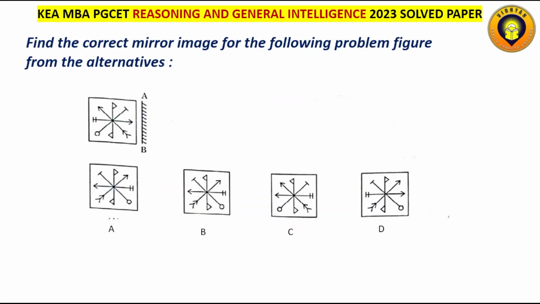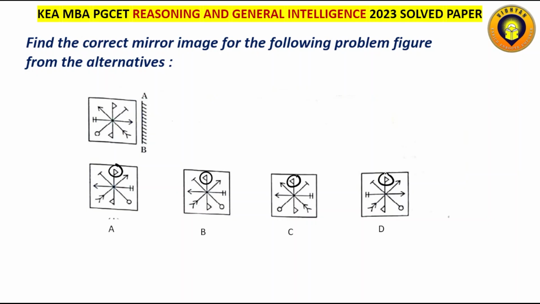Find the correct mirror image for the following problem figure from the alternatives. So what you have to do is go by the options, to save your time. See now, look at this position. This head is pointing towards the right. This head is pointing towards the left. This head is pointing towards the left. This head is pointing towards the right.